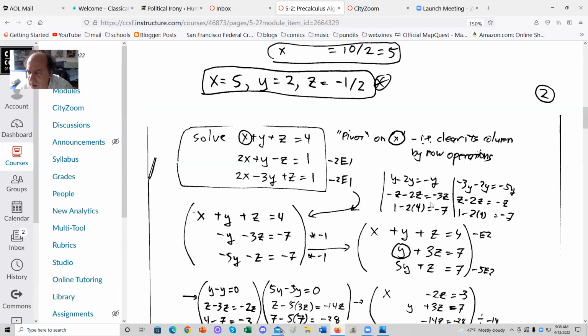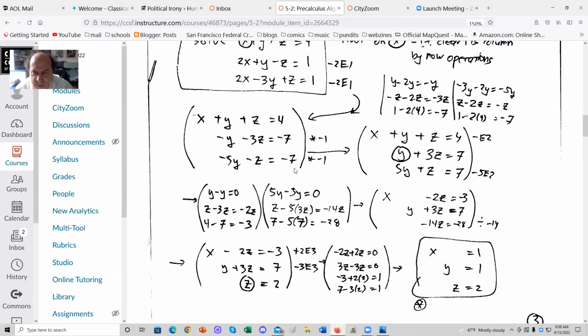Z minus twice z is a negative z, so we put a negative z here. And 1 minus twice 4 is a negative 7, so we have a negative 7 here. Now we have the system: x plus y plus z equals 4, negative y minus 3z is negative 7, negative 5y minus z equals negative 7.